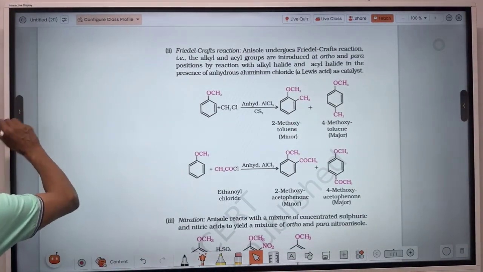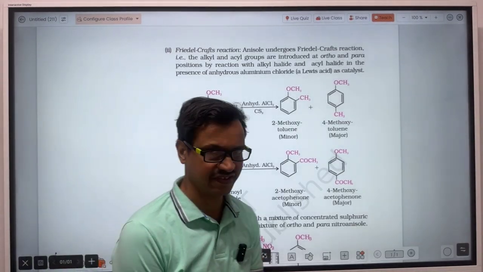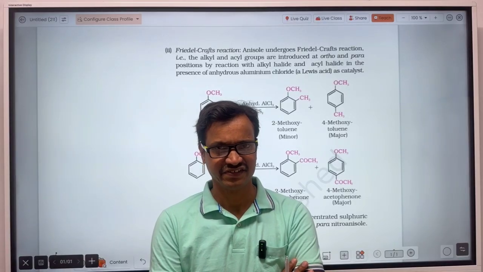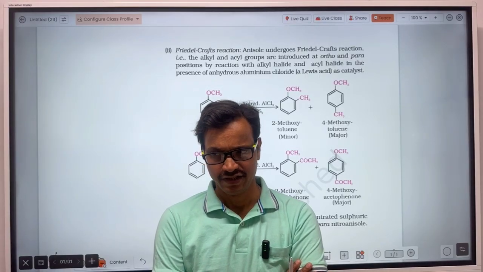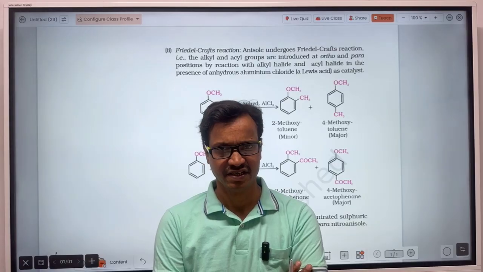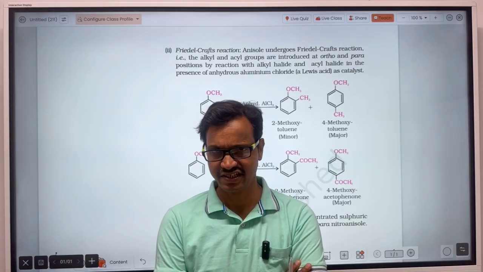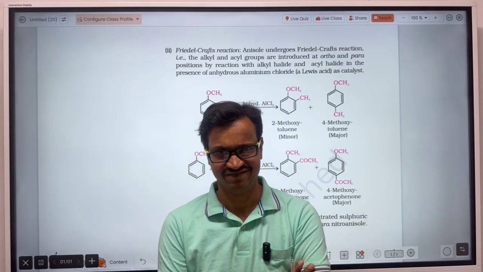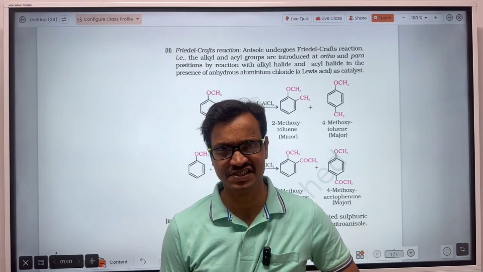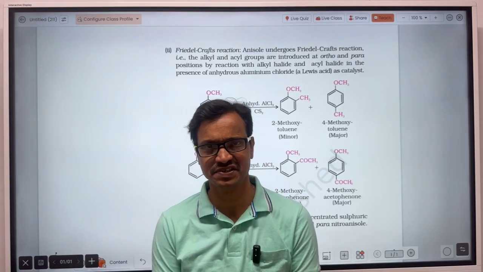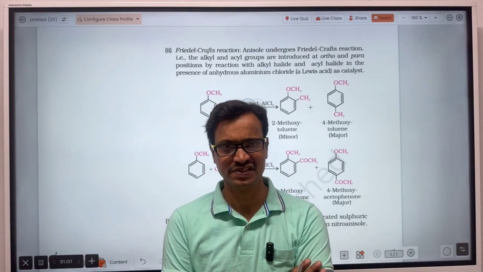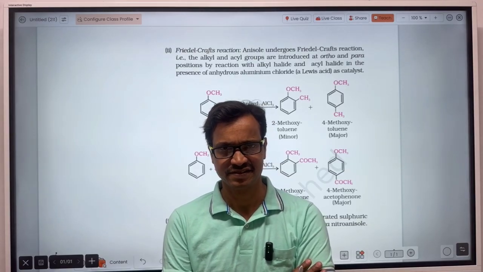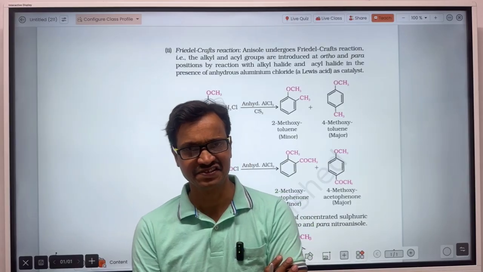Friedel-Crafts reactions. Friedel-Crafts reactions are of two types: Friedel-Crafts alkylation and Friedel-Crafts acylation. In both cases, in Friedel-Crafts alkylation as well as in Friedel-Crafts acylation, the catalyst taken will be anhydrous AlCl3. The name of the catalyst is very important for your CUET examination and for the NEET examination, because the question directly asks which catalyst is taken during the Friedel-Crafts reactions. So the catalyst will be anhydrous AlCl3.